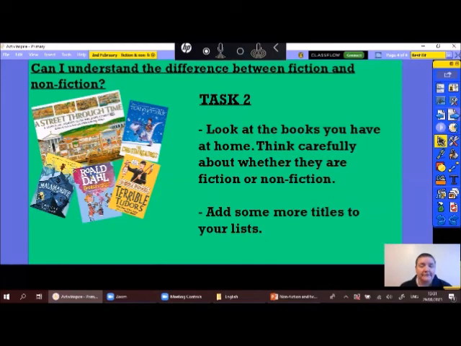Remember, fiction means made up. Non-fiction means it's real information. Have fun looking for lots of books today.